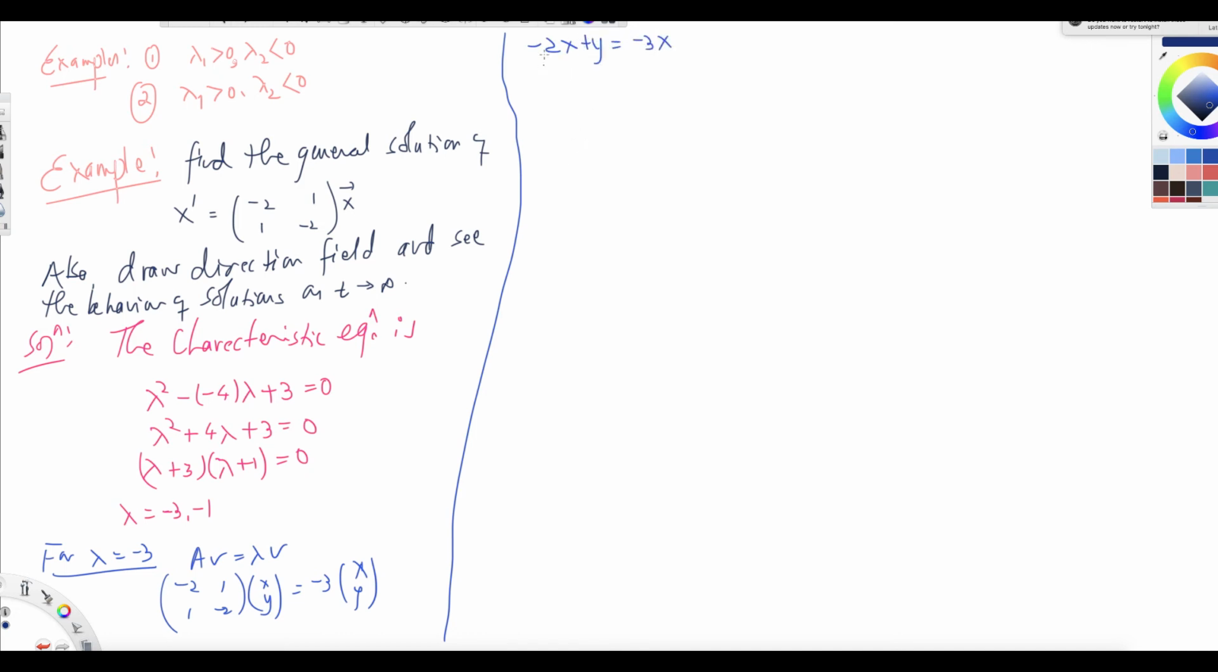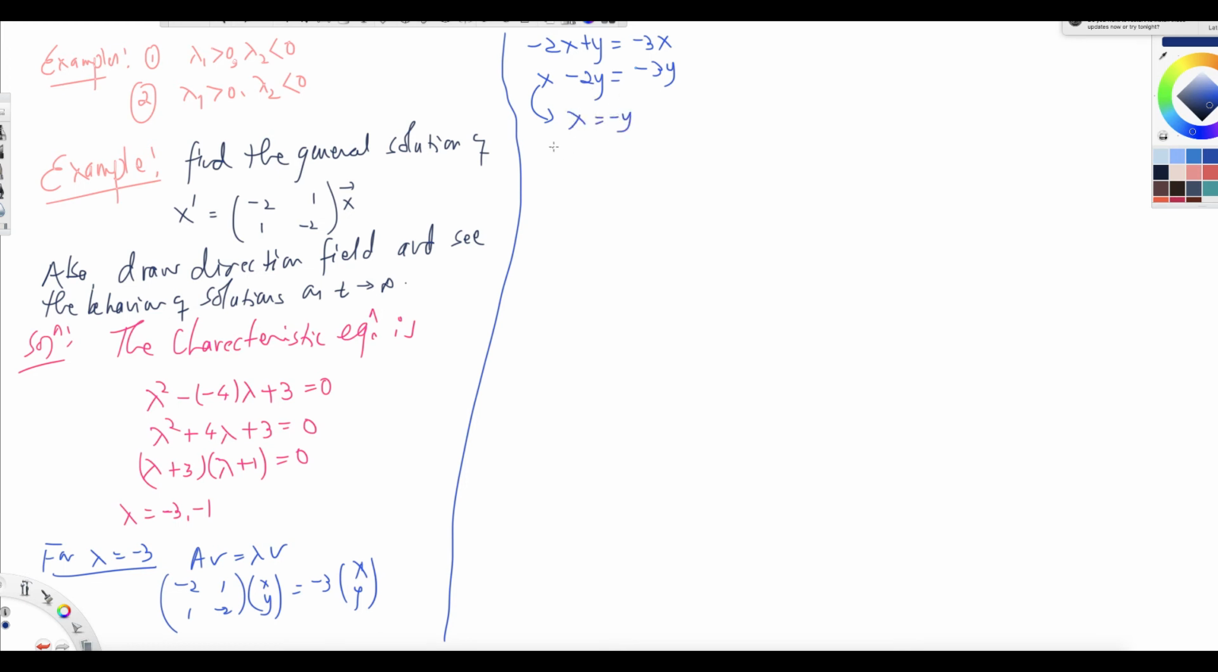Similarly, you get x minus 2y equals negative 3y. Let me pick first or second, whatever. Let's pick the second one, no problem. And then what do you get? If you add 2y on both sides, you will get x equals negative y.